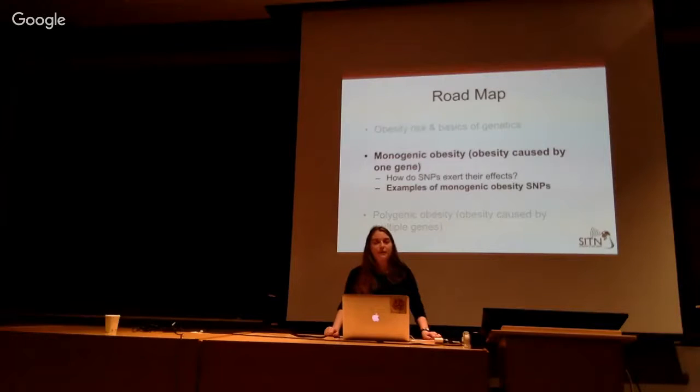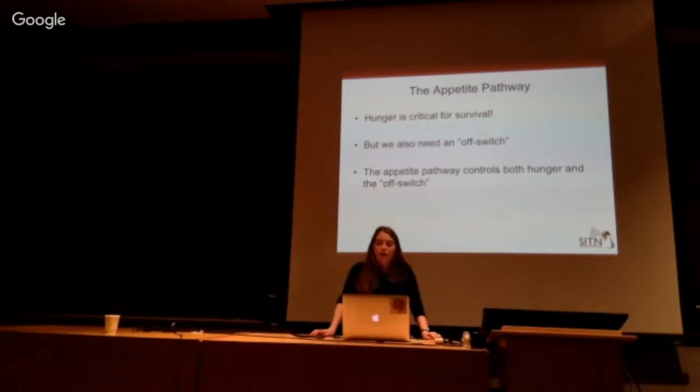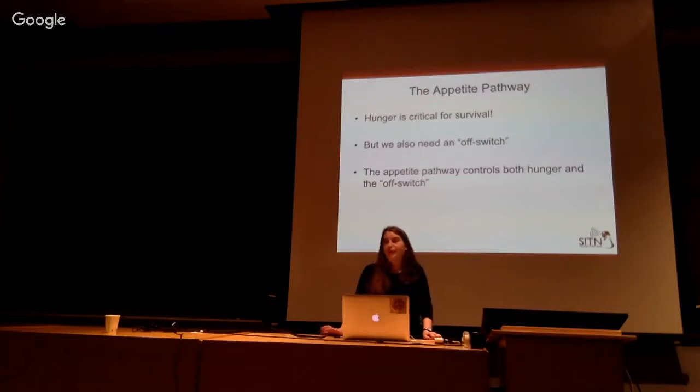Okay, and that brings me to my next section here, which is some examples of monogenic obesity SNPs. So let's talk about appetite. So as most of you can probably imagine, hunger is critical for survival, right? An animal or a human that doesn't feel hunger is not going to eat, and then they're going to die. So from an evolutionary point of view, you really care about making sure that whatever animal or human you're interested in is going to feel hunger. It's one of the most important sensations that we have.